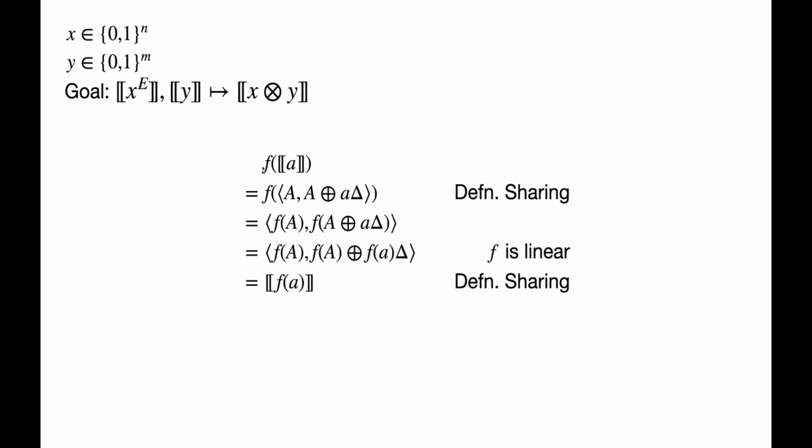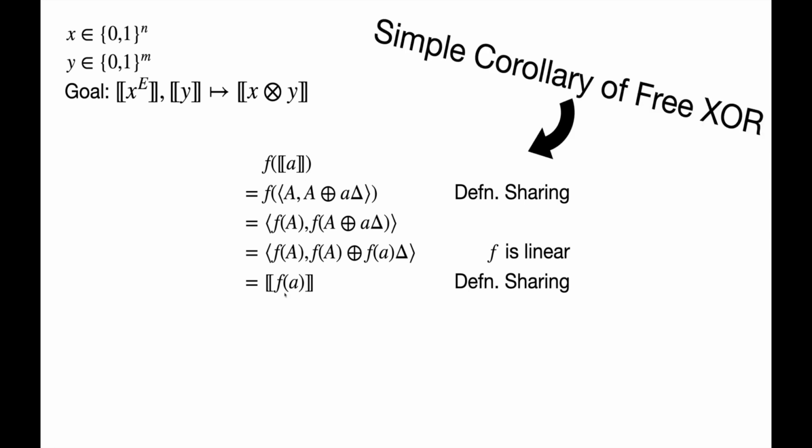Suppose that F is some linear map and that A is the garbling of some arbitrary bit matrix. It turns out that if the parties pairwise apply the linear map F to their shares of A, then the result is a share of F of A. This linear homomorphism is a simple corollary of the well-accepted free XOR garbled circuit optimization.